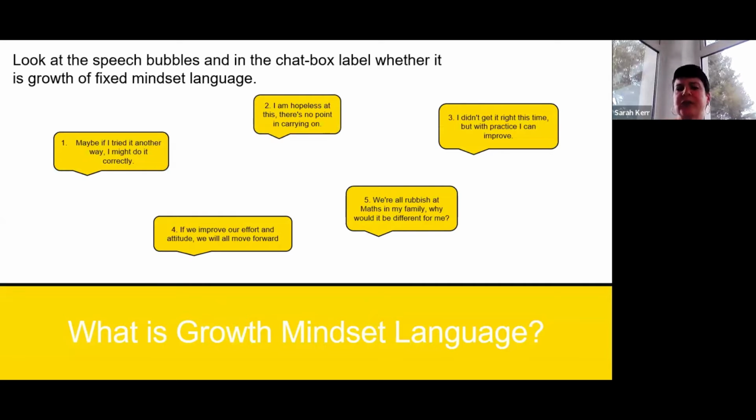Okay, so now it's your turn. You can see on the screen there are some speech bubbles, and I'd like in the chat box, please, if you could label which number would be an example of a growth mindset type of speech or a fixed mindset type of speech. If you have a look at the expressions, how would you define the type of phrasing, whether it's growth or fixed mindset? And I'd like you to please type your responses into the chat box.